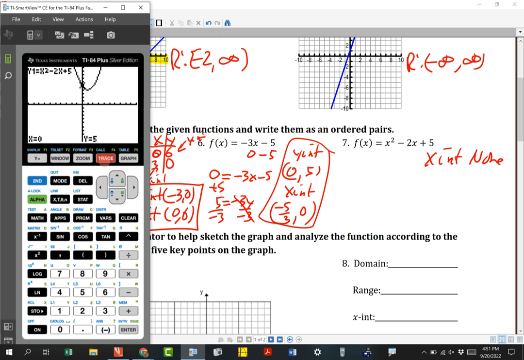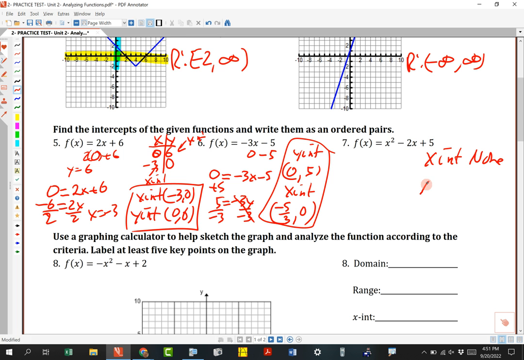So if I hit trace on this one, it says 0 comma 5. I could also, if I was in trace mode, hit this. But take a look right here. If I plug in a 0, those are both going to turn into zeros, and then that's going to leave a 5. So that means the y-intercept would be 0 comma 5. And there we go for that.